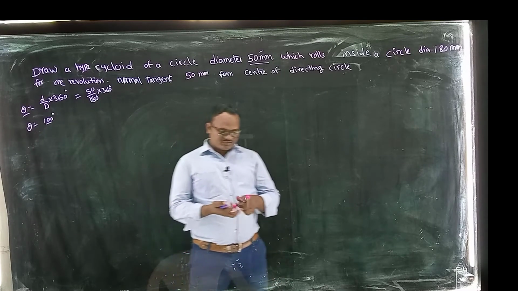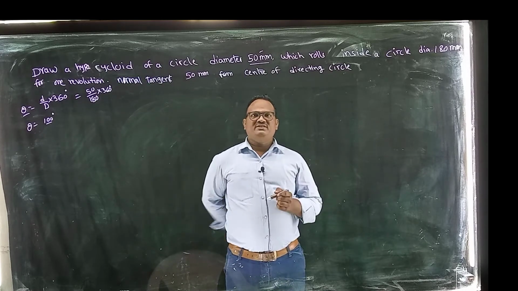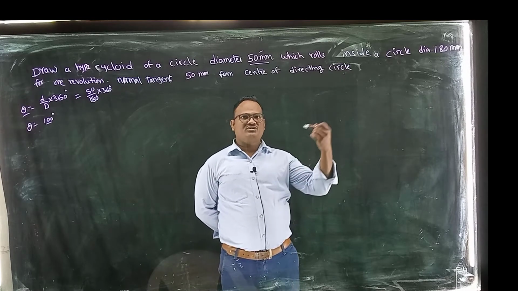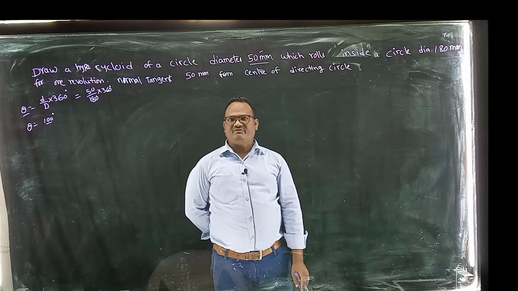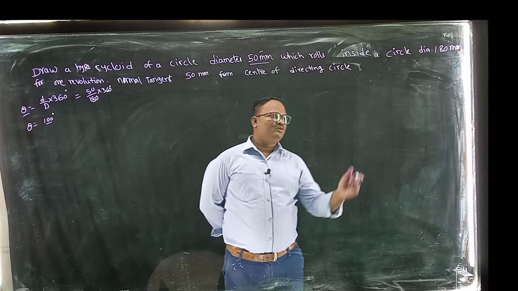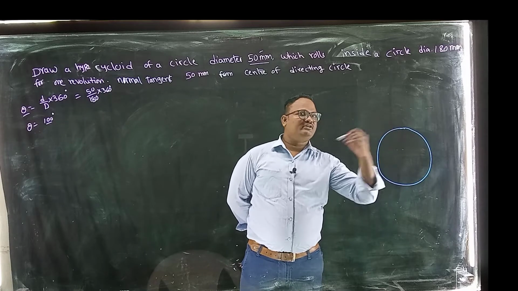So it is also similar to the epicycloid. Instead of the rolling circle being outside, it will be inside. That is the only difference. Apart from that, everything will be the same. So for example, this is the directing circle.